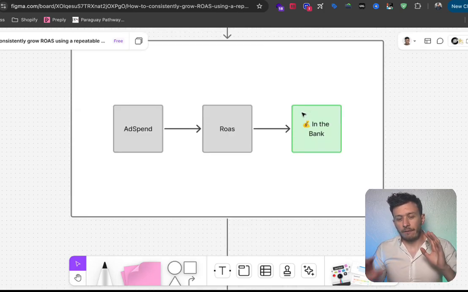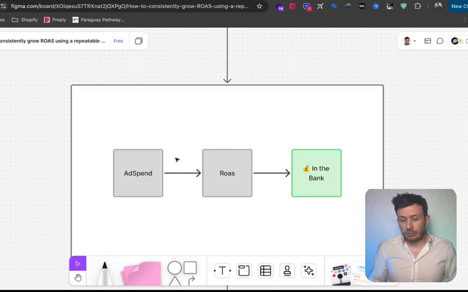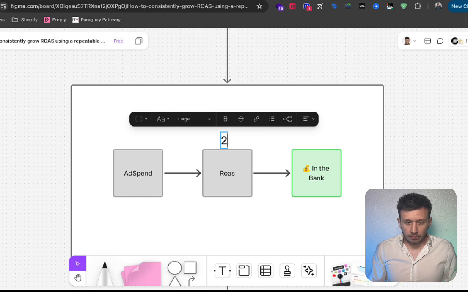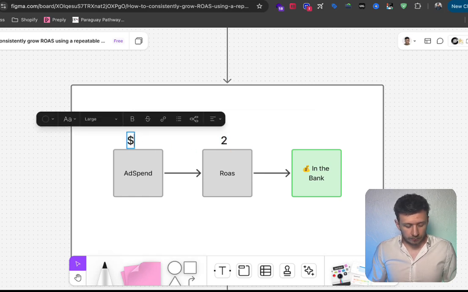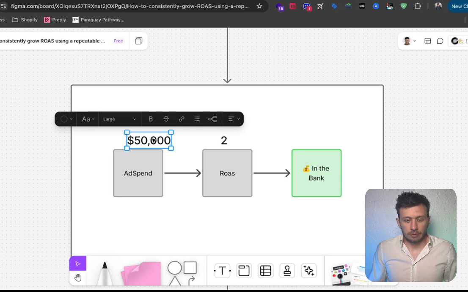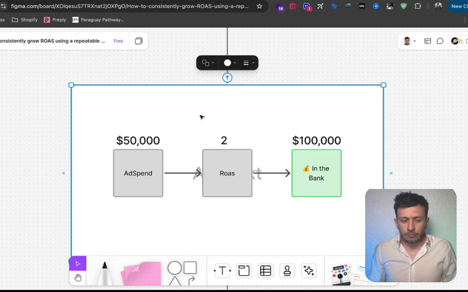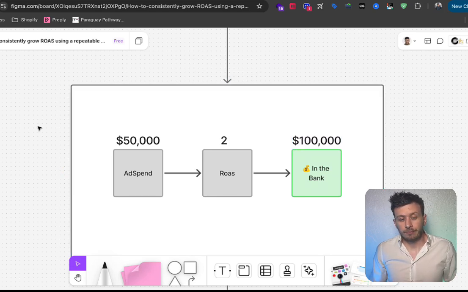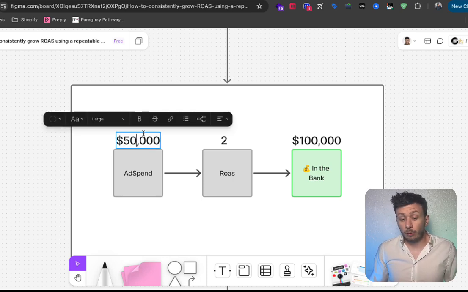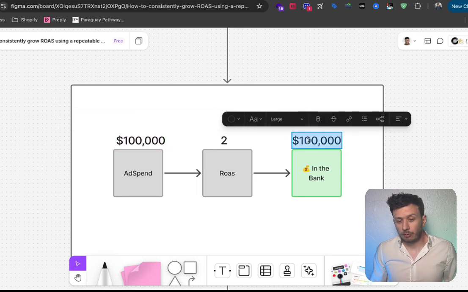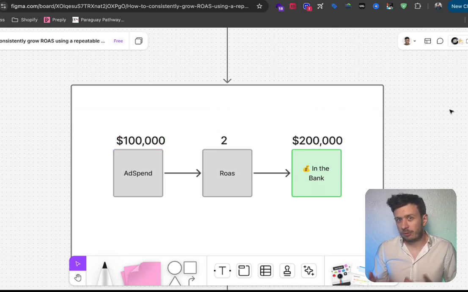So let's examine a first example of what a typical scenario looks like. Let's say someone has a return on ad spend of 2 and they're spending 50K on ads. Now it's going to give them back 100K, right? Pretty straightforward. But let's say this person wants to increase the volume, so they just increase their ad spend, which is going to result in just twice as much. It's always going to be twice. We need to have a better system than doing this. Can we do better than this?